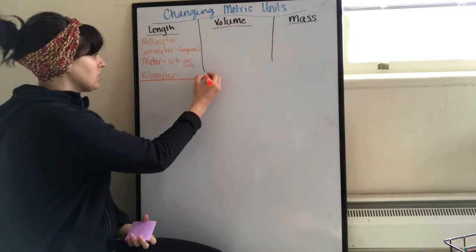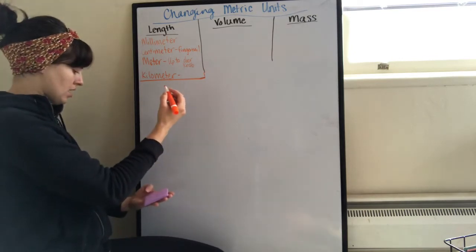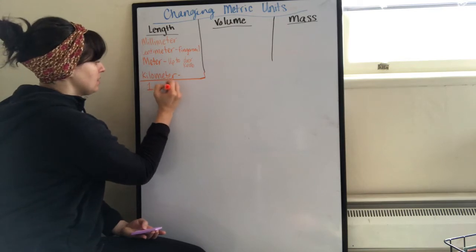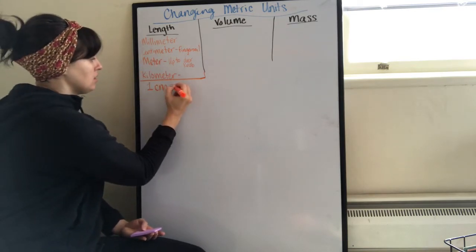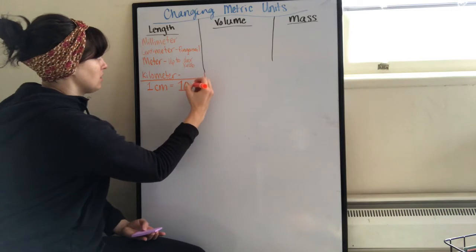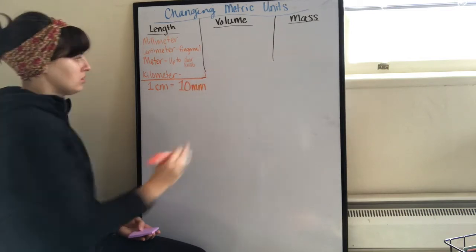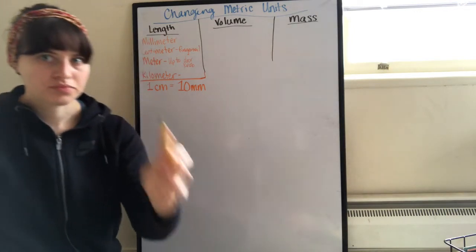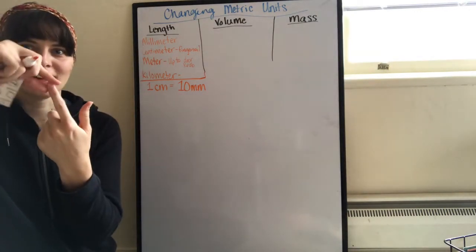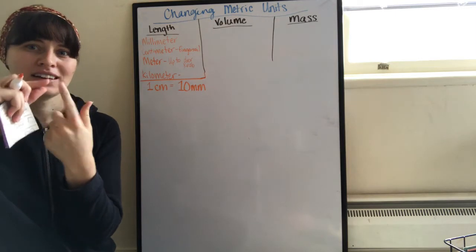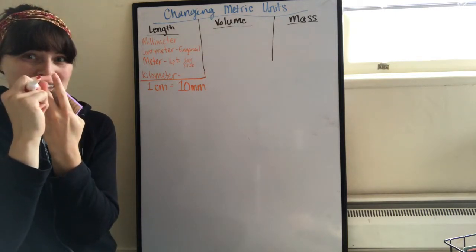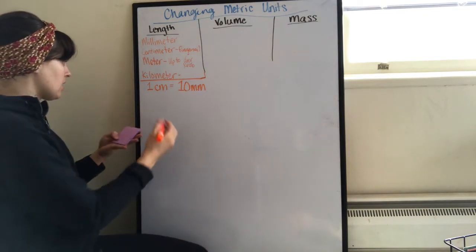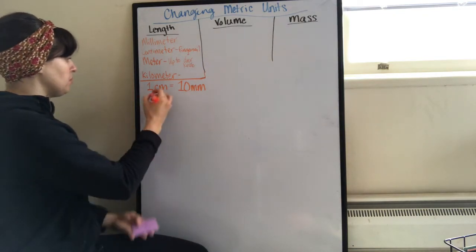And then down here, I'm gonna write, let's see, 1 centimeter equals 10 millimeters. So millimeters are really small. If 1 centimeter is the width of our fingernail, there would be 10 millimeters in there. They're really teeny tiny.